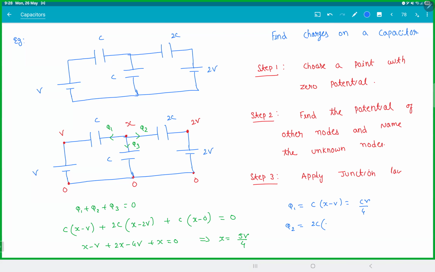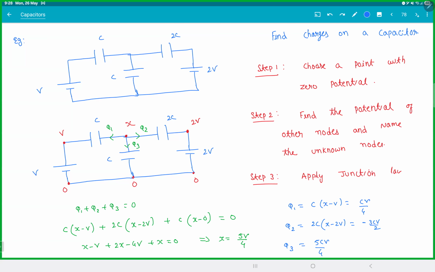What is Q2? 2C into X minus 2V, 5V by 4 minus 2V, minus 3V by 4, so minus 3CV by 2. There, as expected, someone has to be negative. Q3 will be C into X, so 5CV by 4. So the Q2 is actually not going to the right side. Q2 is actually coming in towards X, isn't it?